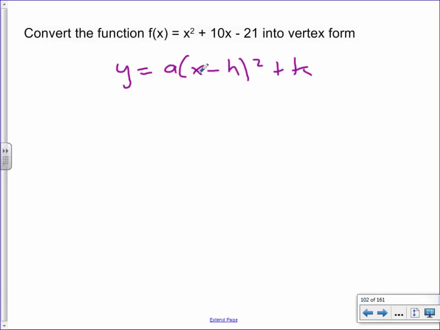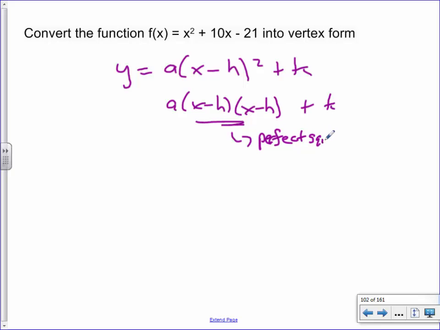The second thing I have to do is try to create something right here that can be written out twice. Because this really means you need x minus h next to another x minus h. This thing right here is called a perfect square. Have you ever heard that phrase before? Because it's written out twice.